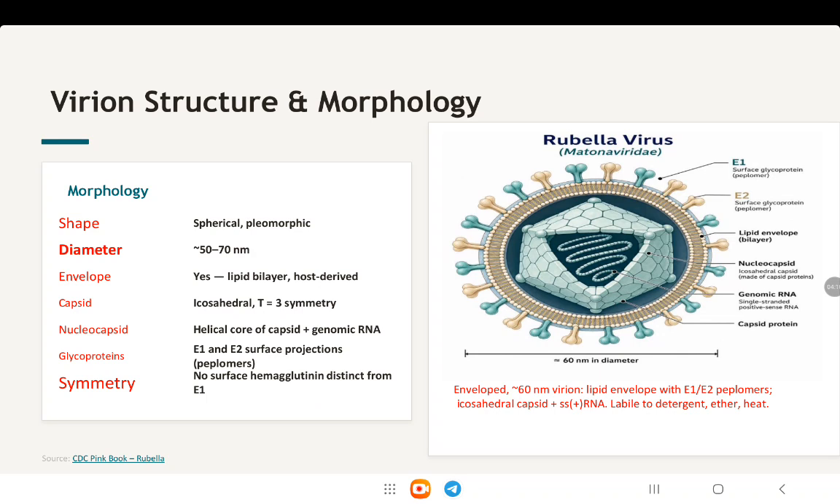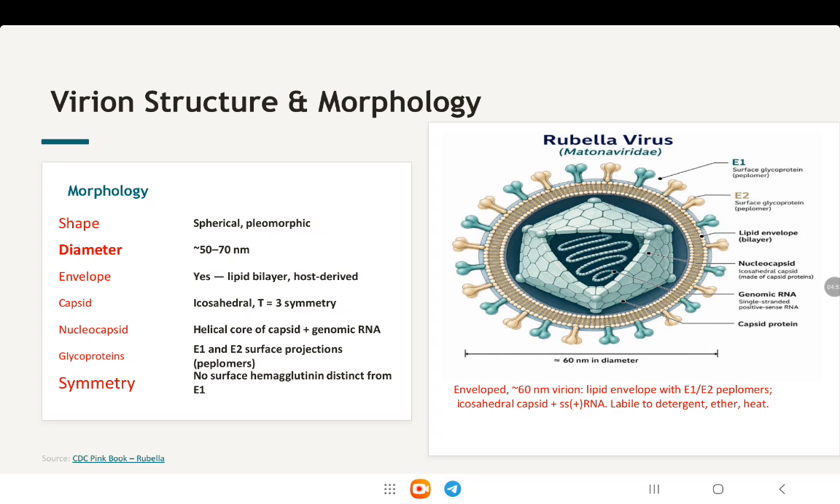Viral structure and morphology. Rubella is a small enveloped virus measuring about 50 to 70 nanometers. The envelope is made from the host membrane, so it is easily destroyed by heat, detergents, alcohol, and drying. Inside the envelope is an icosahedral capsid which protects the viral RNA. On the surface of the envelope, there are two important glycoproteins which we call E1 and E2. These proteins help the virus to attach to the host and enter the cell.